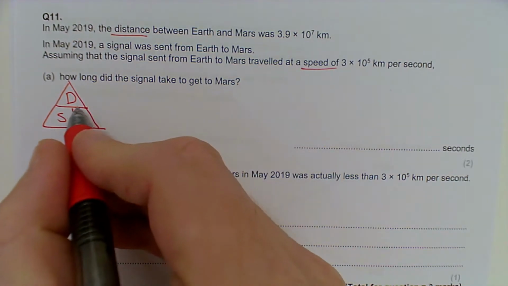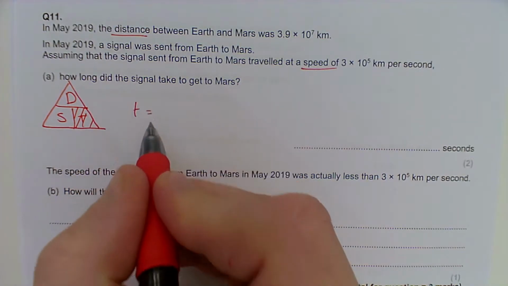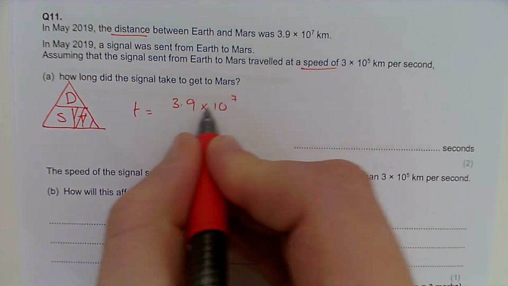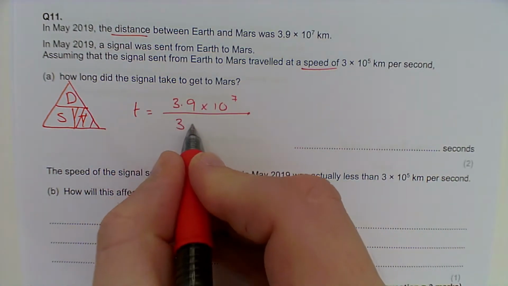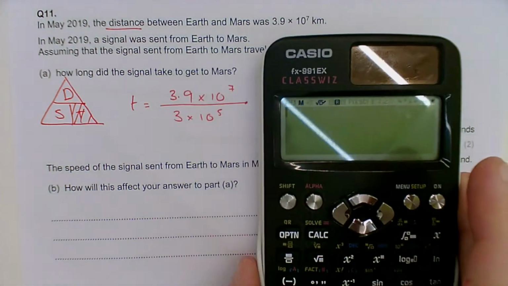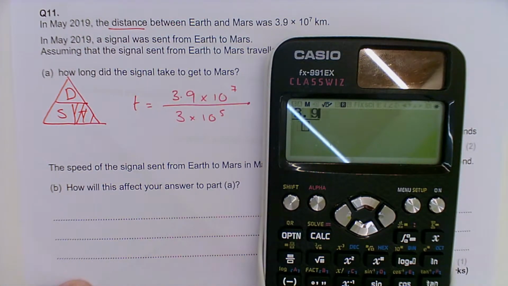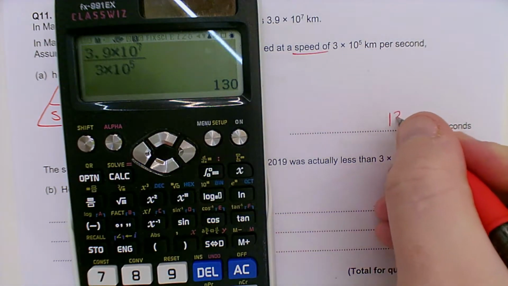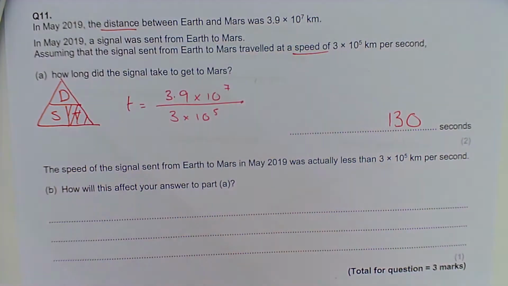How long did it take? So I'm trying to find the time. So to find the time, it's going to be the distance, which is 3.9 times 10 to the 7 divided by 3 times 10 to the 5. And again, this is calculator work, okay? So my calculator, 3.9 times 10 to the 7 over 3 times 10 to the power 5, which means it would have taken 130 seconds to get there.